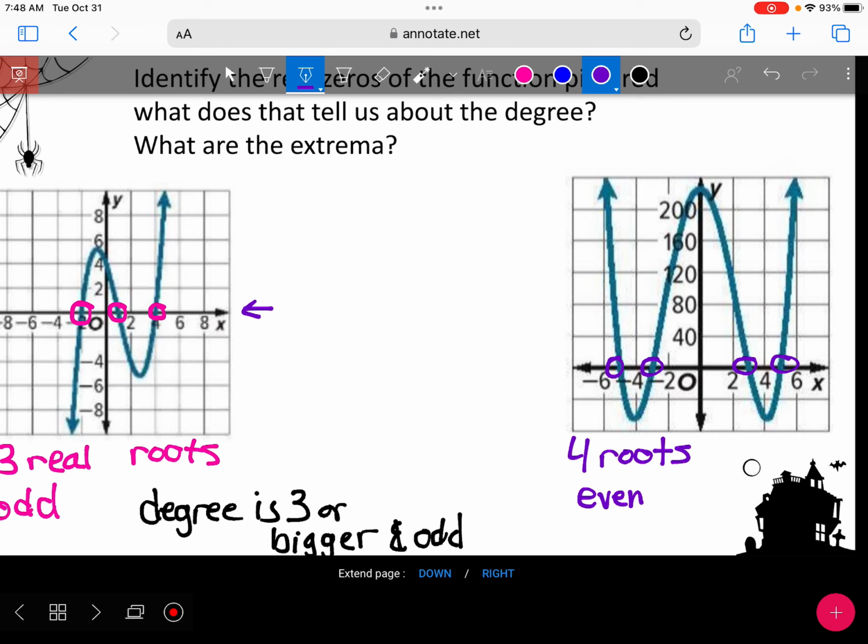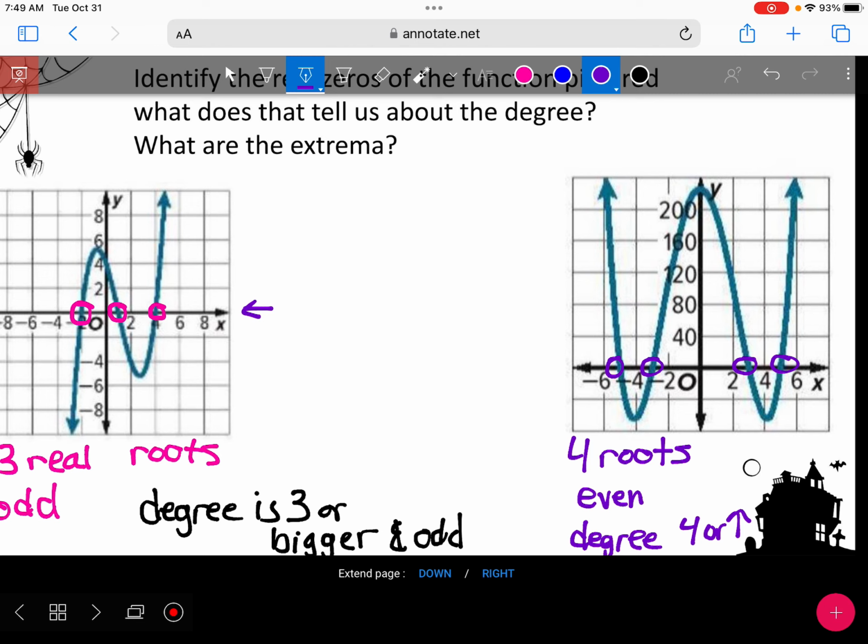So our degree is 4 or higher, 4 or more. It could be that this has x to the 6th, could be x to the 8th. It could have things that are wiggly squiggly elsewhere. More than likely it's an x to the 4th. But we don't know without an equation. But we do know it's going to be even. And we do know that it has 4 roots.